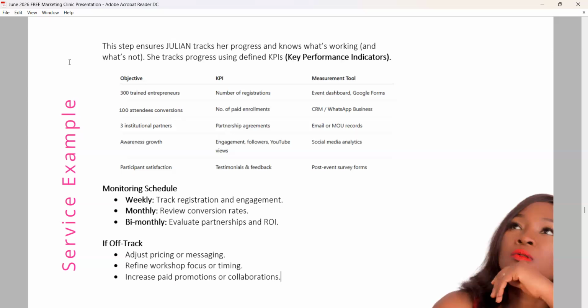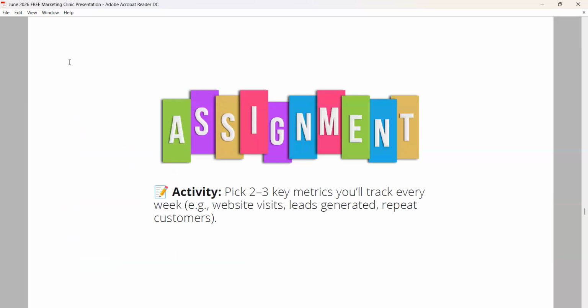How many of you have given testimonials? If I don't keep them, I will lose them. So I will keep them. Here are the ways I will monitor: weekly, monthly, bi-monthly. If anything is going off track, we'll adjust by fixing pricing or messaging or just individual issues. I hope this made sense to you. So pick your notebook. Pick 2 to 3 key metrics that you will track every week. Let's know how you are doing.